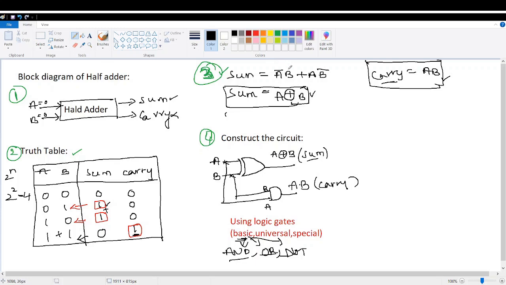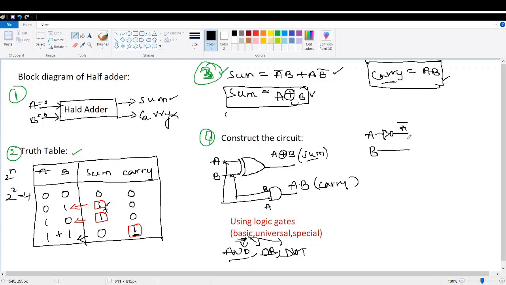Now for that we have to use the sum expression. First the sum expression, in the sense A bar B plus A B bar. First I will construct the term A bar B, then A B bar I will take, then I will connect A bar B and A B bar with one OR gate. So I'll take A. A bar we have to give. So if you give A to one NOT gate, it will give you A bar. So A bar is ready.